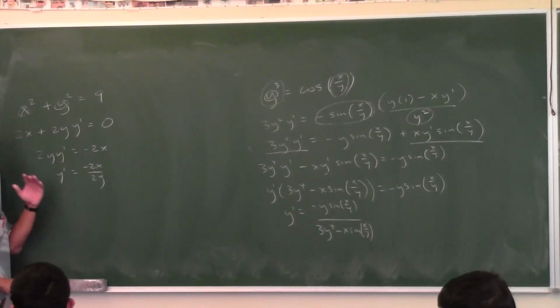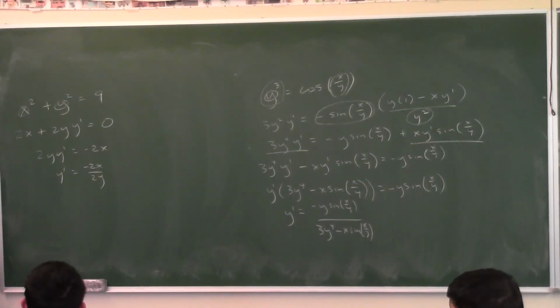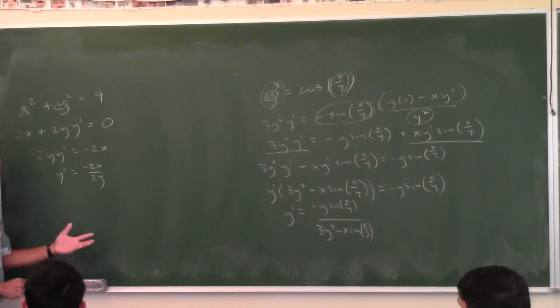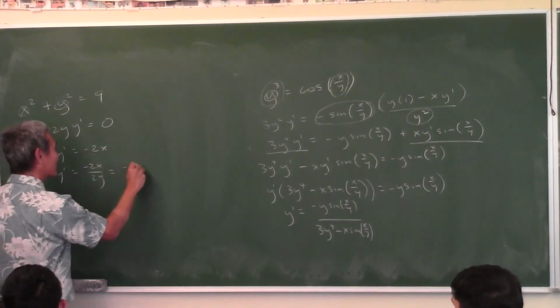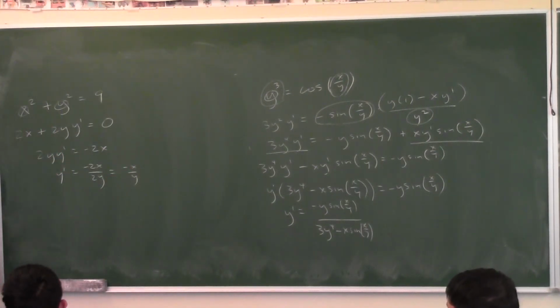Now see, I give this problem to AB every year. You know what they do? They don't cancel out the 2's before they go on to the next step. All hell breaks loose. Just cancel out the 2's. It's a lot easier. Make the problem nicer. Okay, that's the first derivative.